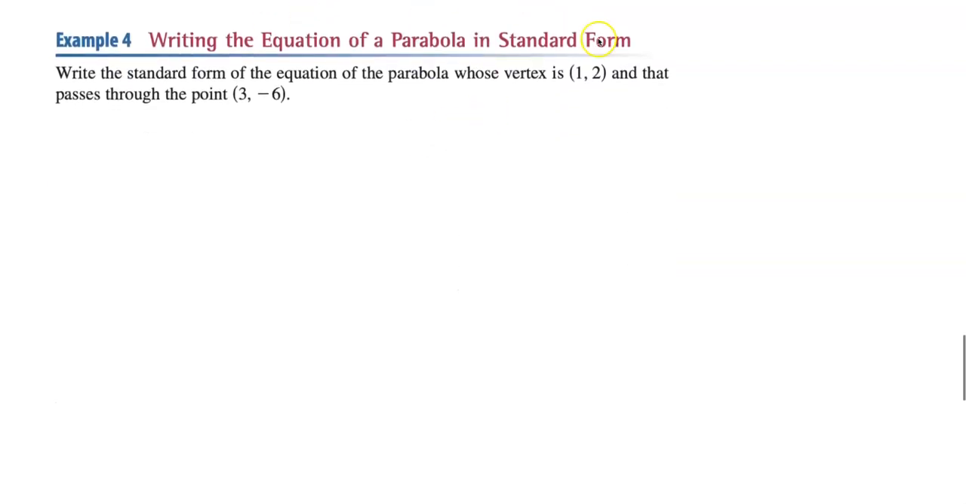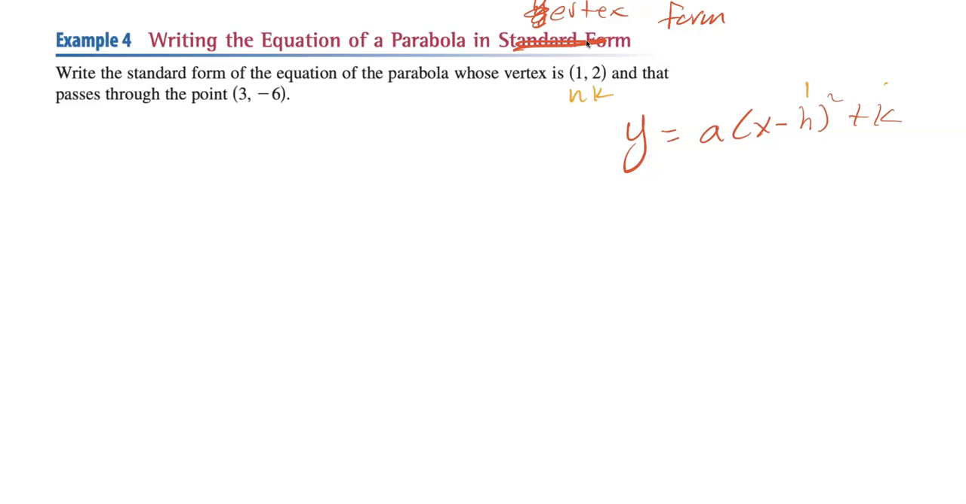Okay, write an equation of a parabola in standard form. They mean vertex form. So, write in vertex form. They want us to write in this form. We have good news. We have the vertex. That's our h and k. So that's our 1 and that's our 2 right there. So right now our equation looks like this.